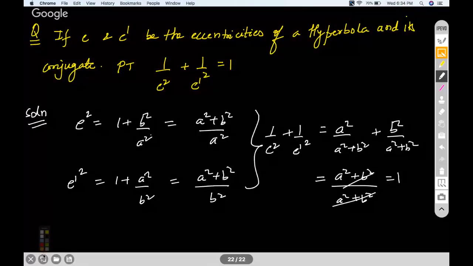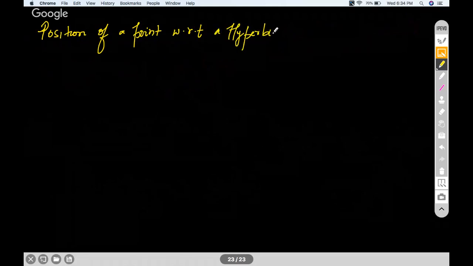So next concept that we are going to talk about is the concept of position of a point with respect to a hyperbola. Position of a point with respect to a hyperbola. Guys, can you see the screen?